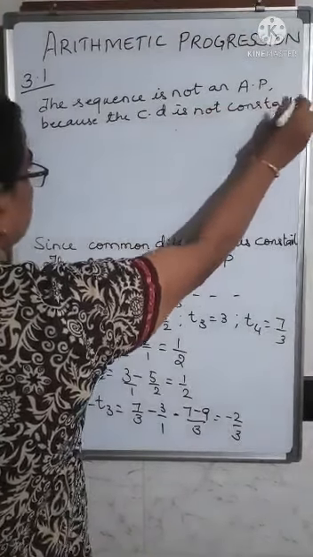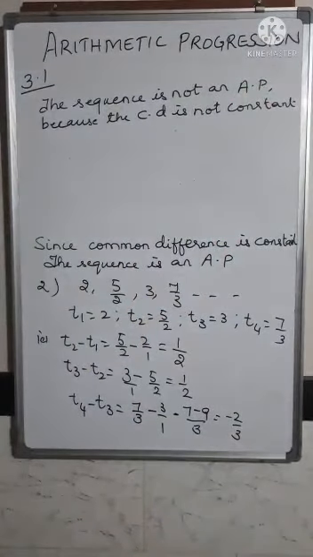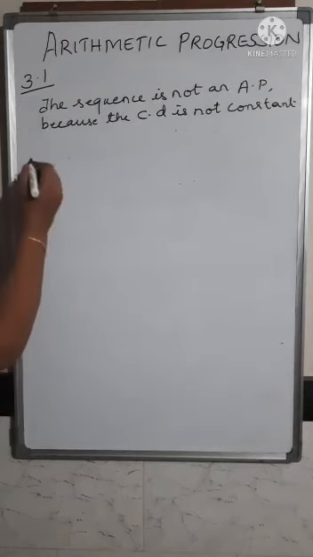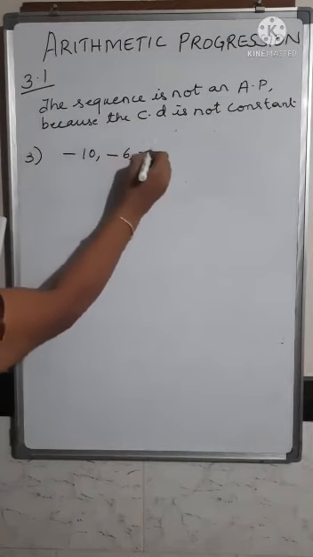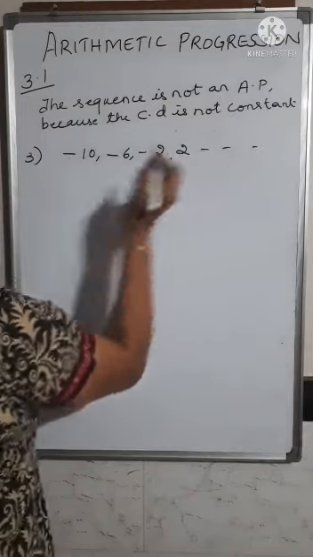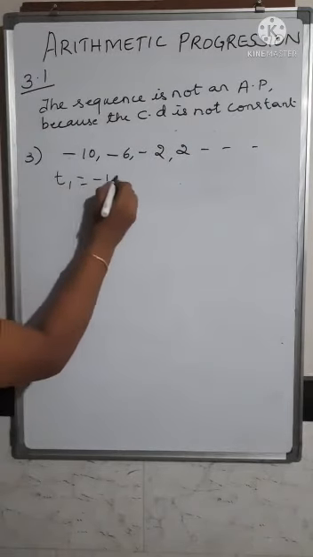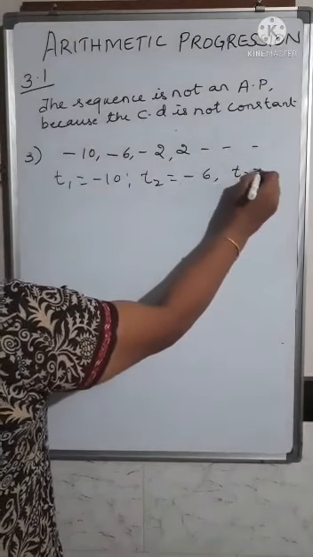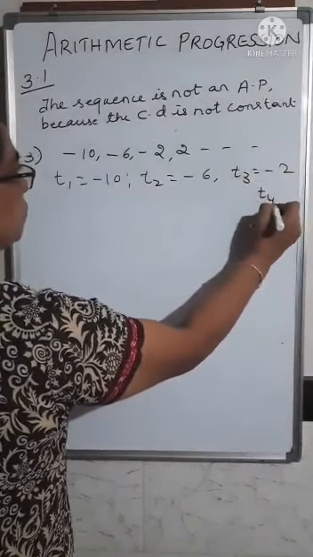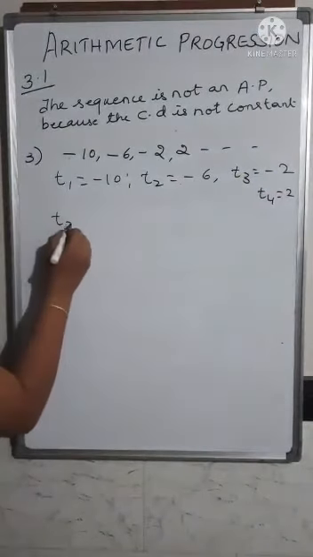So like this you have to write the statement whether it is an AP or whether it is not an AP. The common difference, as it is given in the book, can be positive, it can be negative, or it can also be 0. So when you have a negative sign, you have to be very careful. Minus 10, minus 6, minus 2, 2. So here T1 you have minus 10, T2 is minus 6, T3 is minus 2, T4 you have 2.